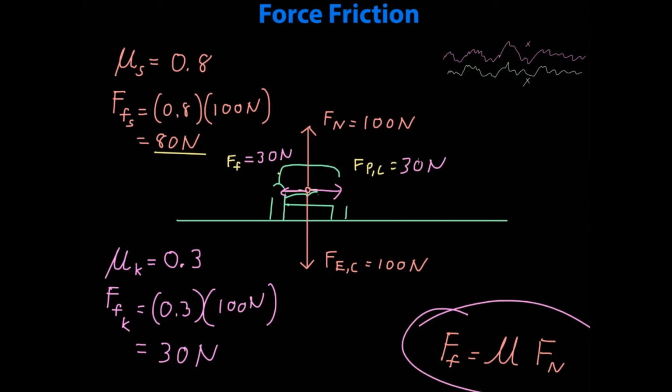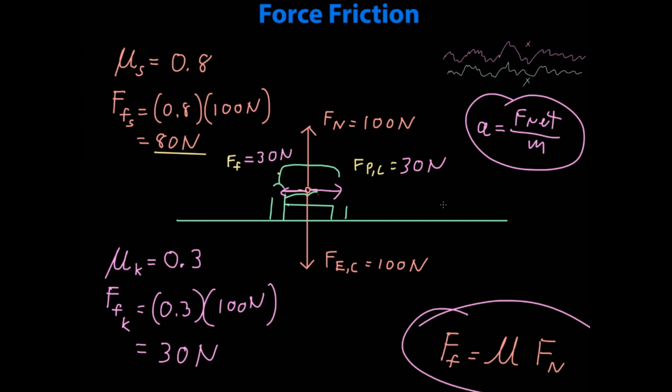What would happen if you pushed with 30 newtons? Well, once you break static friction, the couch is now moving. If you reduce your force to 30 newtons and match force friction kinetic, that means there's no net force. No net force means there is no acceleration. And if there is no acceleration, the couch will remain at a constant velocity.